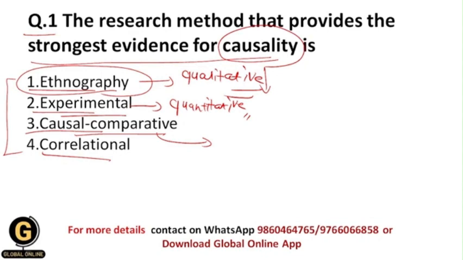Okay, and that's why we don't have proper control over the variables like we have in experimental research. So this is the most important thing in the causal comparative research method. And if there is a cause and effect relationship between the variables, then we will get the right results. But if it is not there, then we don't get proper results, and that's why here we don't have the strongest evidence for causality, like we have in the experimental research method.